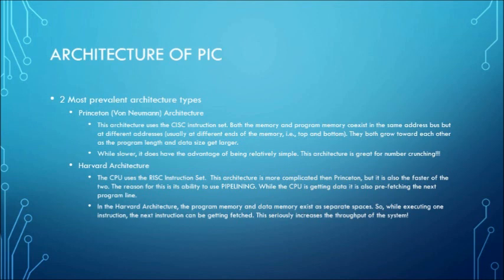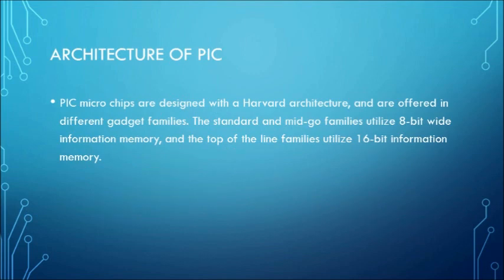And the second type is Harvard architecture, and in this one they use the RISC instruction set, which stands for Reduced Instruction Set Computer. This architecture is more complicated than the Princeton, but it's also faster. The reason for this is because it can use pipelining. The PIC microcontroller is designed with Harvard architecture and offered in many types. The standard is 8-bit wide, and the top of the line is 16-bit wide memory.